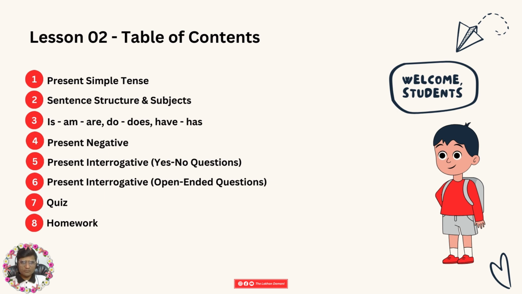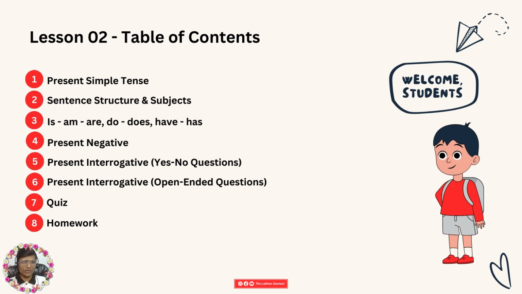And third step, we are going to differentiate between is, am, are, and do, does, have, has. We are going to separate them and we're going to learn how to use accurately is, am, are, do, does, have, has in present simple tense.